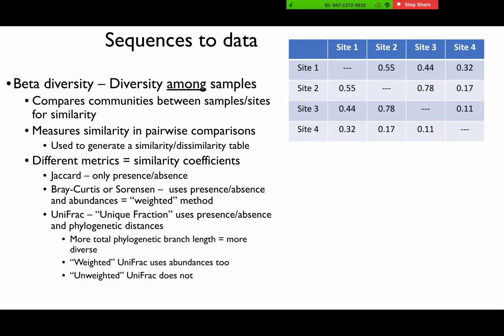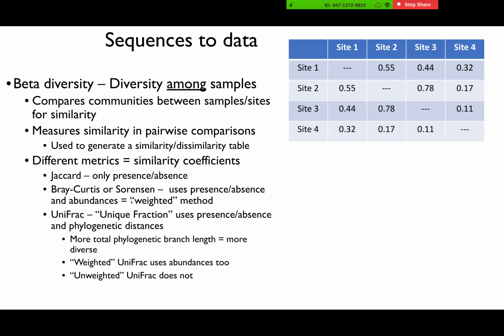Now, the higher the similarity score, the more similar they are. So in this table here, comparing site 3 to site 2, we see that they are 78% similar. But if we compare site 2 to site 4, we see that they're only 17% similar. And again, to calculate that, it's all about the presence and absence and how the abundance physically changes.